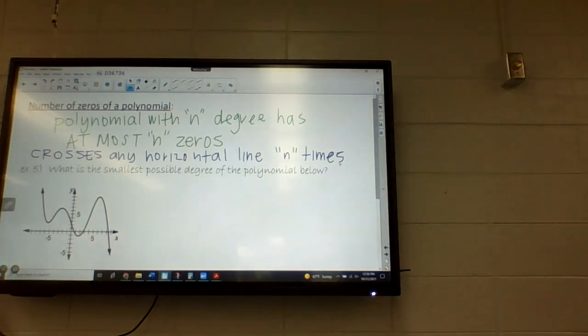So I'll show you guys how this graph will help us to tell that. A polynomial of degree n crosses any horizontal line at most n times.